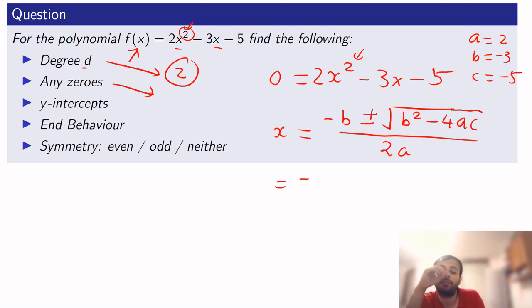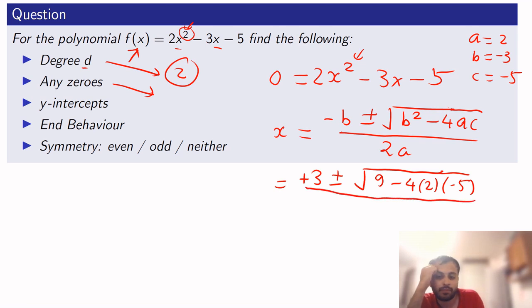So minus b would be minus of 3, which would be plus 3, plus minus square root of b square, which would be 9, minus 4 times a, which is 2, times c, which is minus 5.